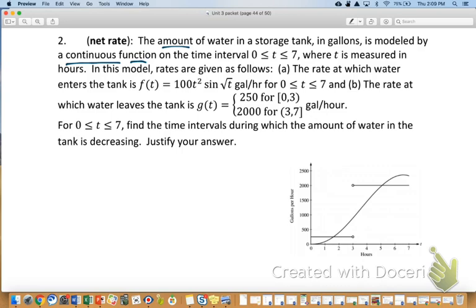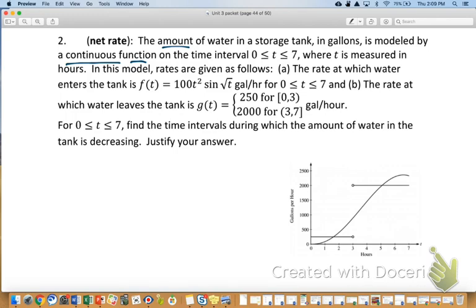So basically what we have here is a water tank, and there's water flowing into it, and there's water flowing out of it. Is there a leak in the tank? Maybe. Is there a valve down at the bottom that's releasing water? Maybe. All we know is that there's some water entering the tank at a certain rate, and there's water leaving the tank at a certain rate.